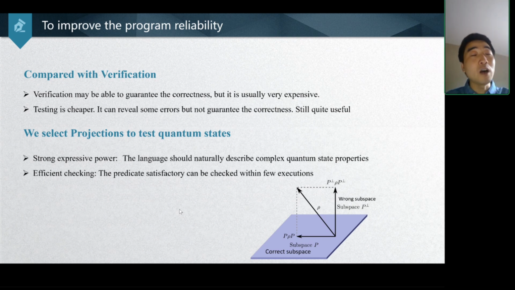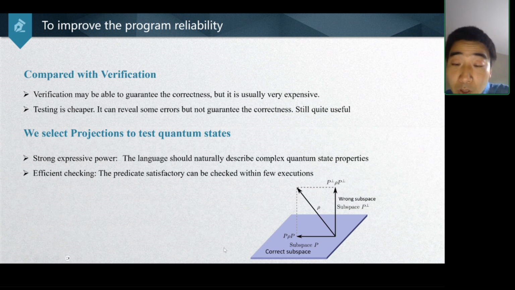So as we discussed, we talk about projections. You can see here we use projections to test quantum states. So first, it has small expressive power, in that we are not saying that this state exists. We want to add some level of information, and introduce efficient checking, because the predicates' satisfaction can be checked with not too many executions.